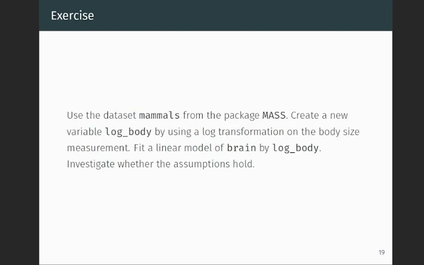Okay, now you have the chance to try this. You can pause the video and try this exercise. So use the dataset mammals from the package MASS. And first you need to create a new variable called log_body by using a log transformation on the body size measurement. So once you have that new dataset with the new variable, you can fit a linear model of brain by log_body. So brain as the outcome and log_body as the covariate. And then investigate whether the assumptions hold using the same type of diagnostic plots that we've looked at in the previous example.